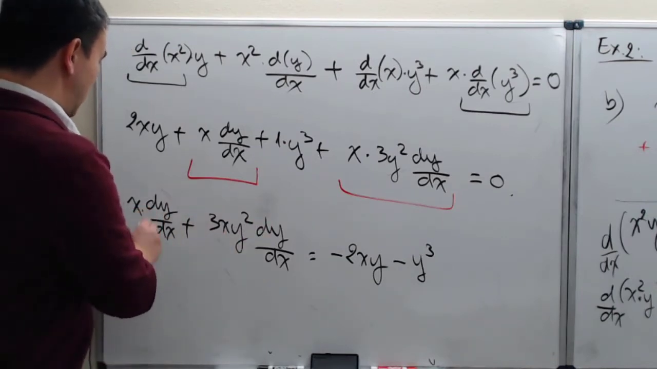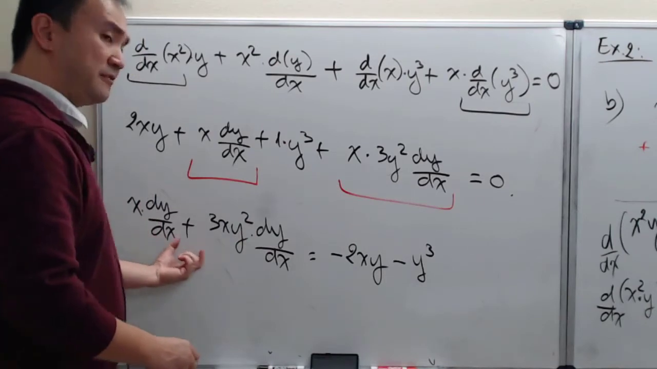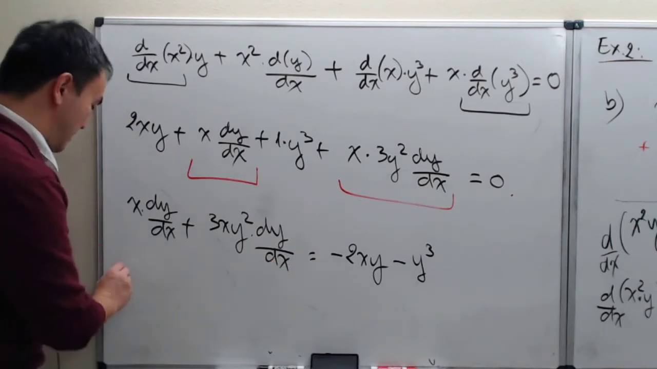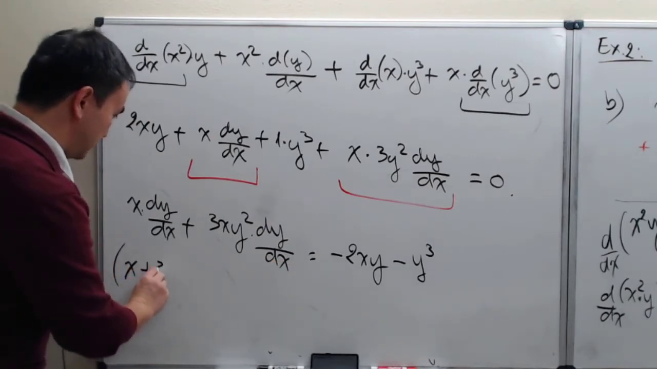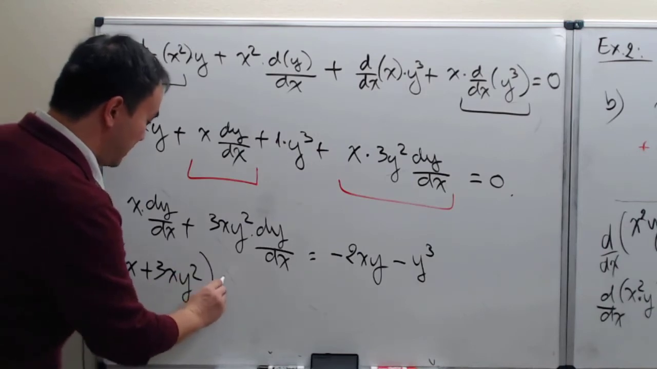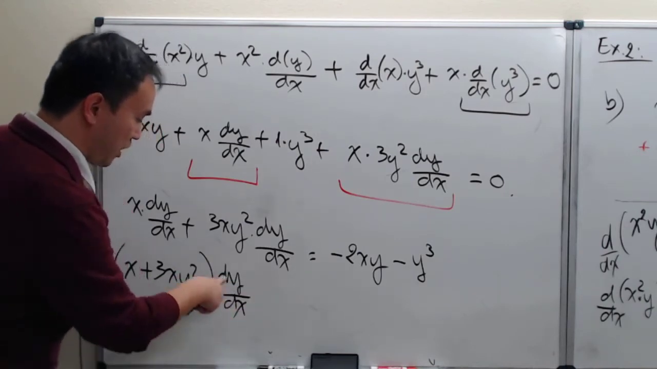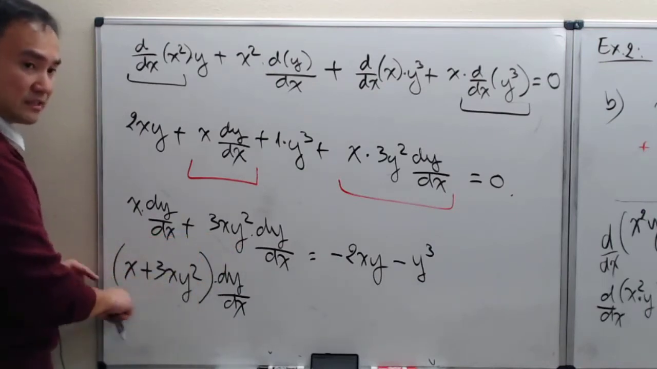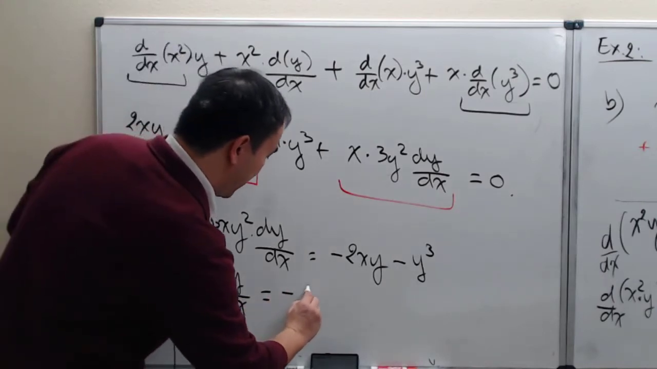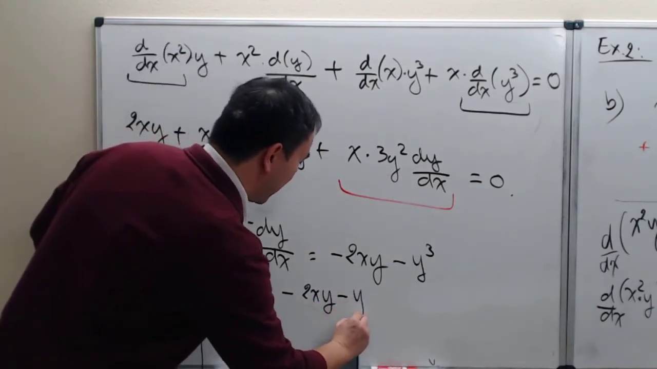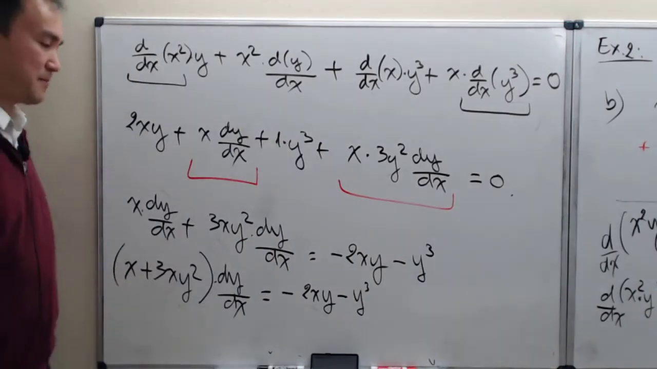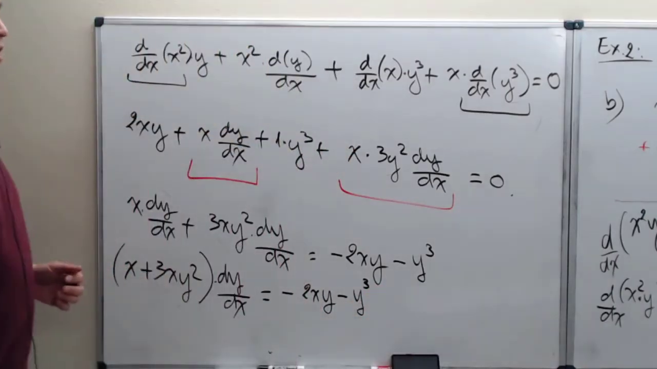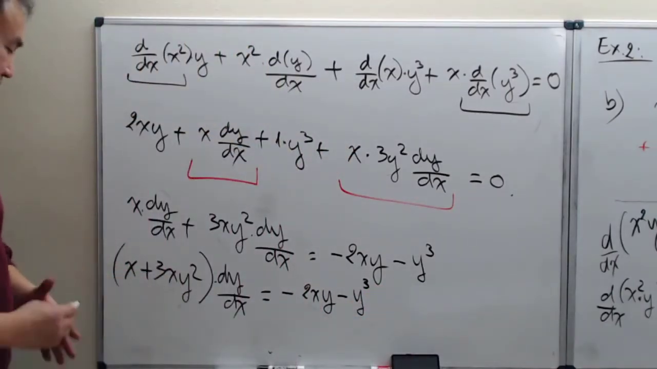At least these two terms contain the common factor dy dx. What do we do algebraically with a common factor? We factor it out. So now I'm looking at x plus 3xy squared times dy dx, because this dy dx was the common factor of the two terms here. So after pulling out the dy dx, we're looking at something like this, and all that here equals minus 2xy minus y cubed. All right. And so for my next step, I need to divide.